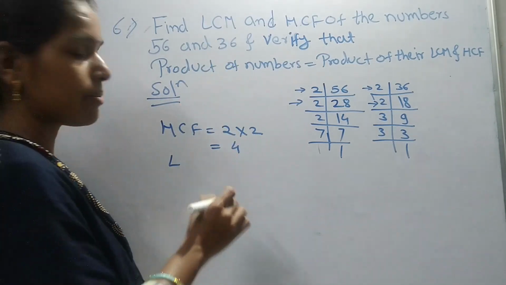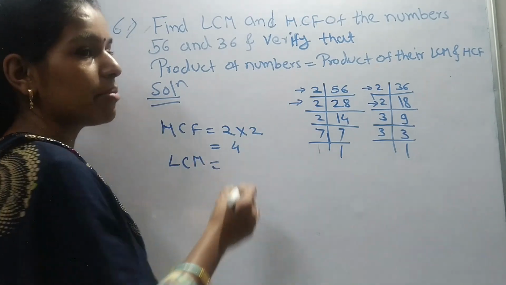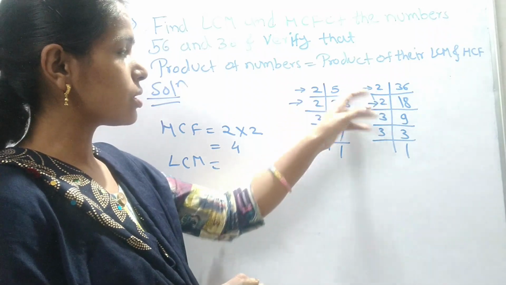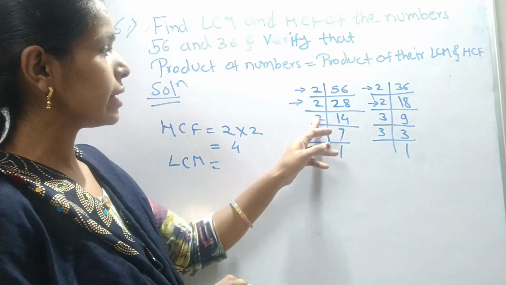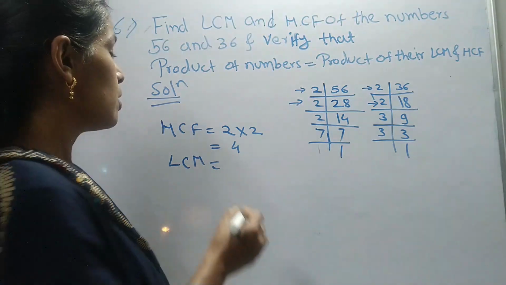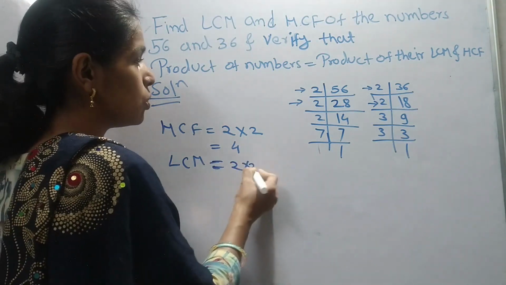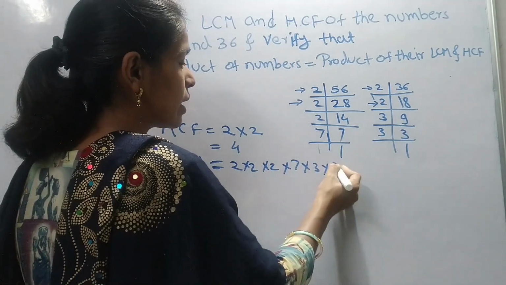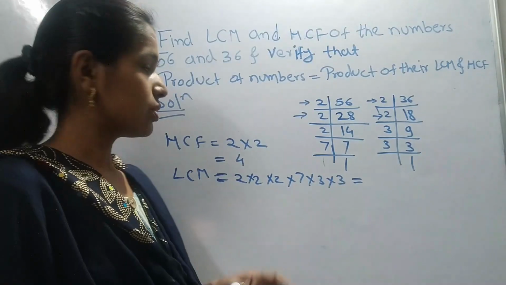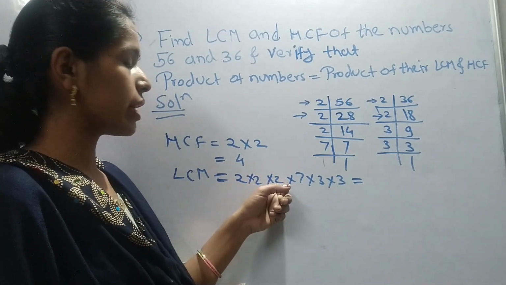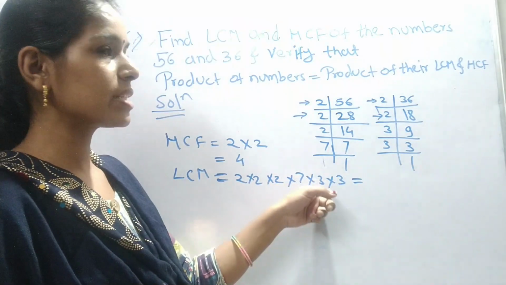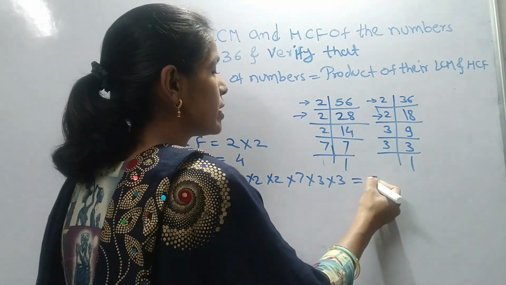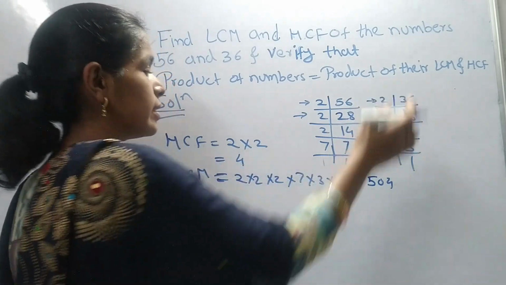Let's find its LCM. LCM means what? LCM means the product of common and uncommon factors. So these 2s are common, okay, and these are the uncommon factors. So product of 2 into 2 multiply by 2 multiply by 7 multiply by 3 multiply by 3. So the LCM is equal to 2 2s are 4, 4 2s are 8, 8 7s are 56, 56 3s are 168, 168 3s are 504. So 504 is the LCM of 56 and 36.